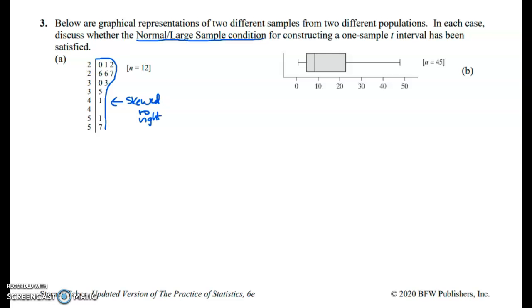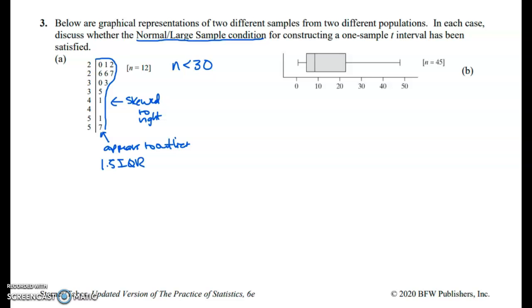Because our small distribution is skewed to the right, and it appears to have outliers, and we could actually check the 1.5 IQR rule for outliers and see it's really, really close. And again, the sample size, n, is less than 30. Because of all of these things, n's less than 30, it's skewed to the right, there appears to be outliers, we would say that this is not satisfied. Has it been satisfied? The answer would be no.